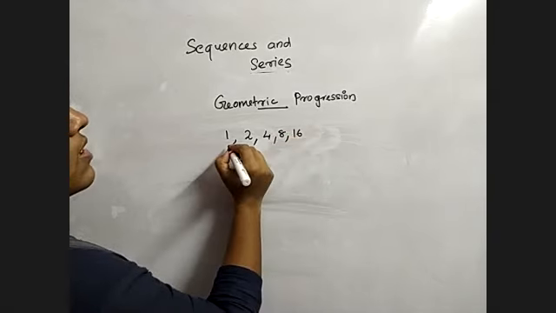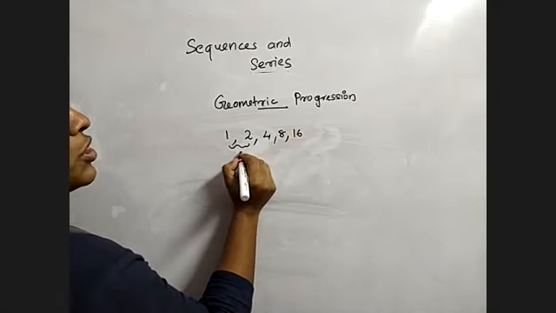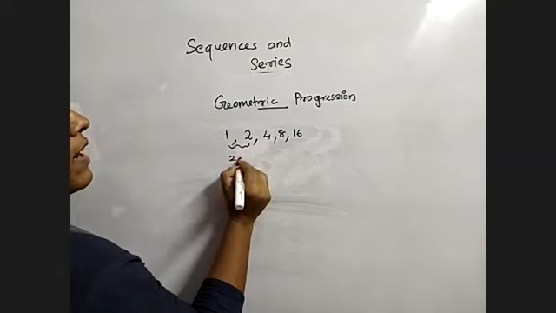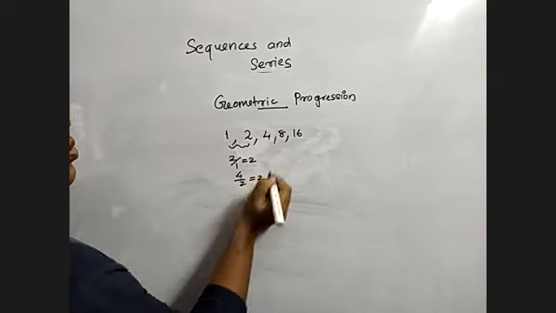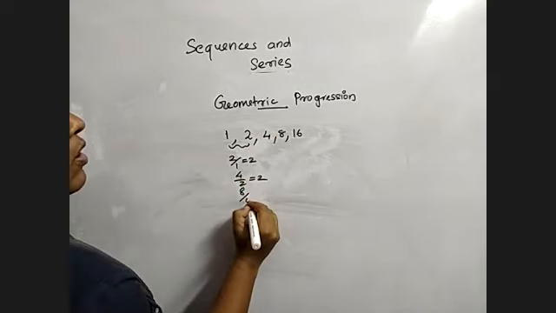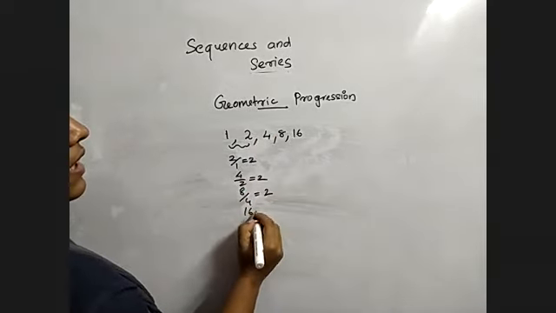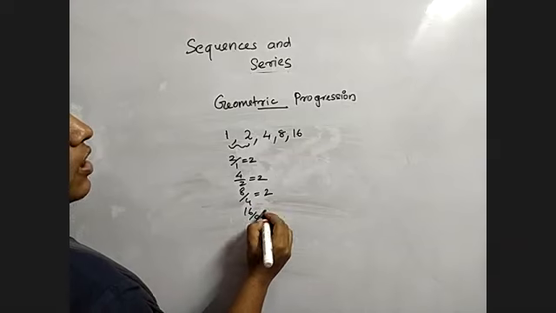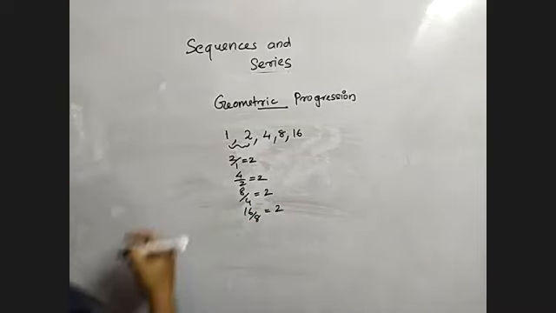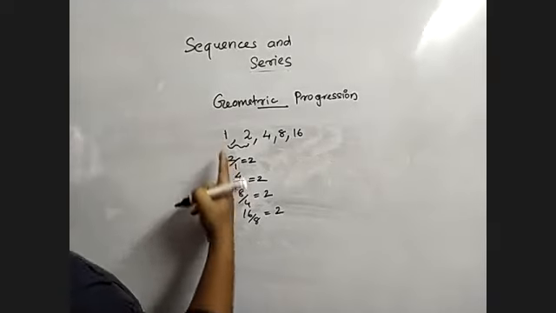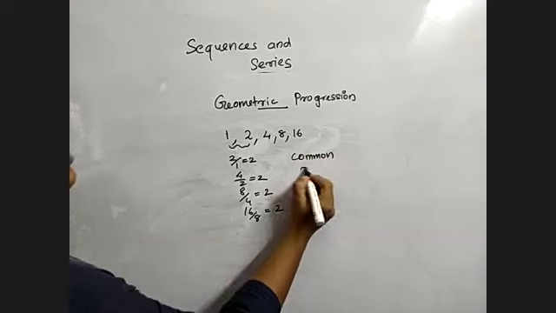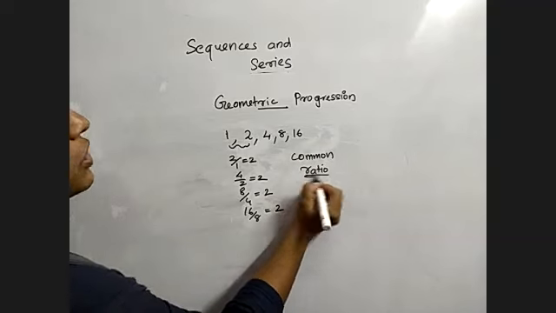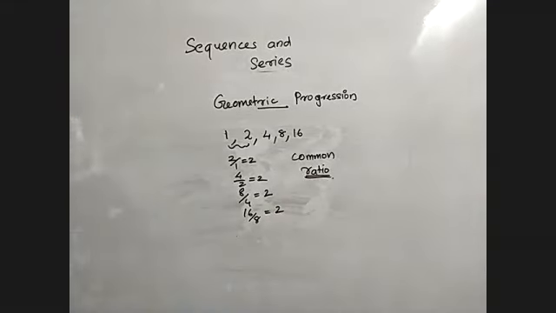So see what is here. We have a common ratio, right? 2 by 1 is 2, 4 divided by 2 is 2, 8 divided by 4 is 2, 16 divided by 8 is 2. So that is geometric progression. We'll have a common ratio in case of geometric progression.